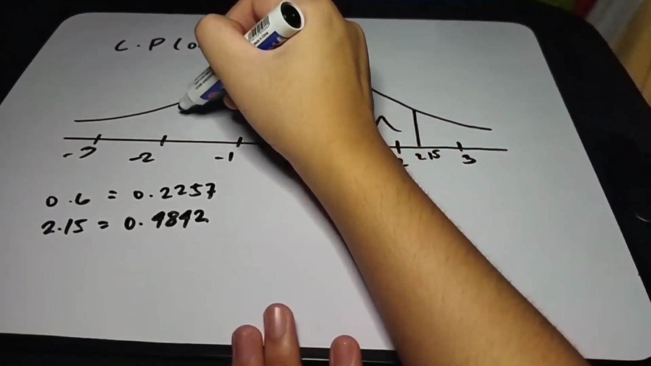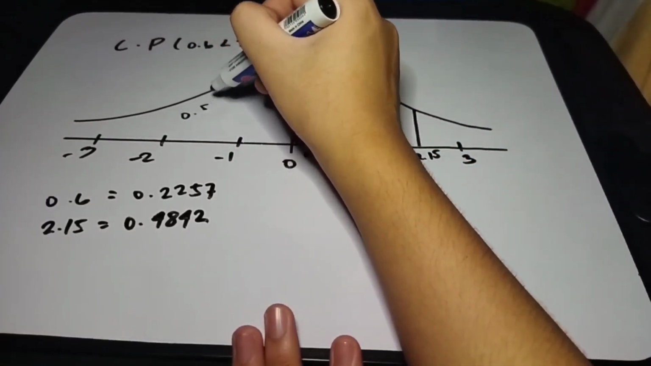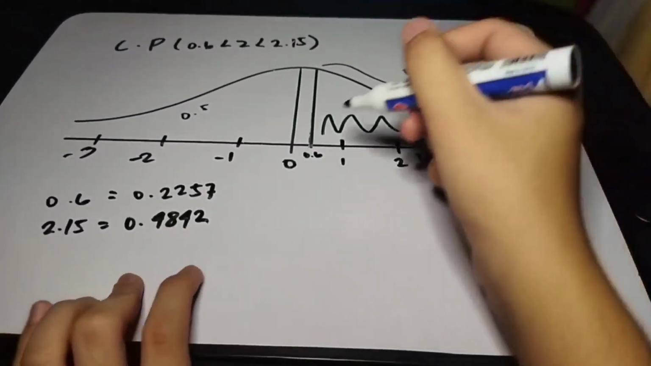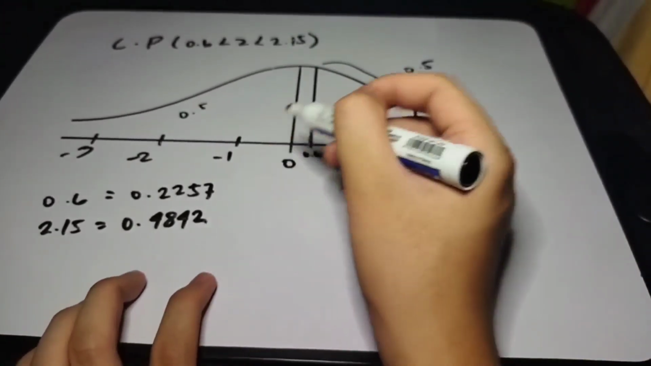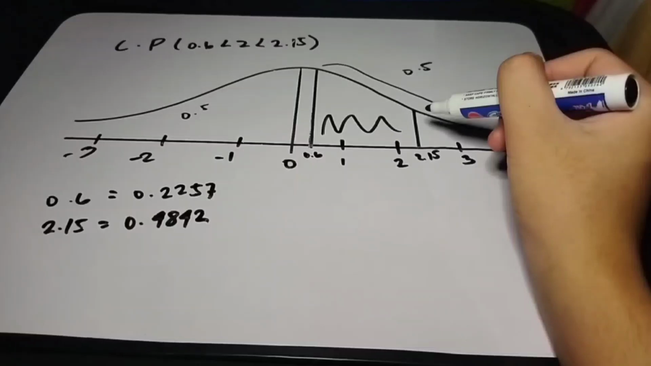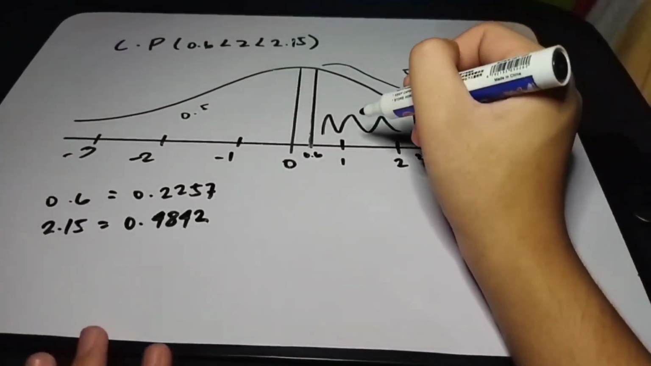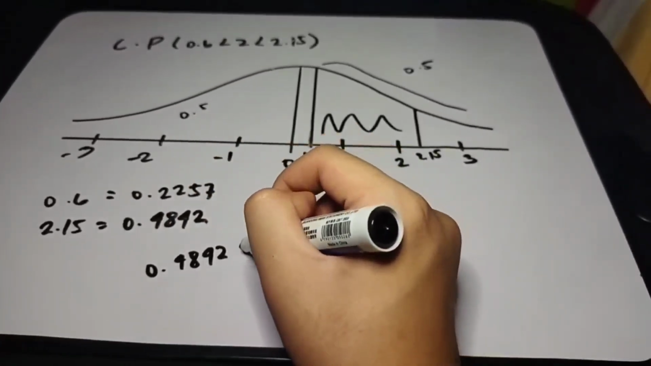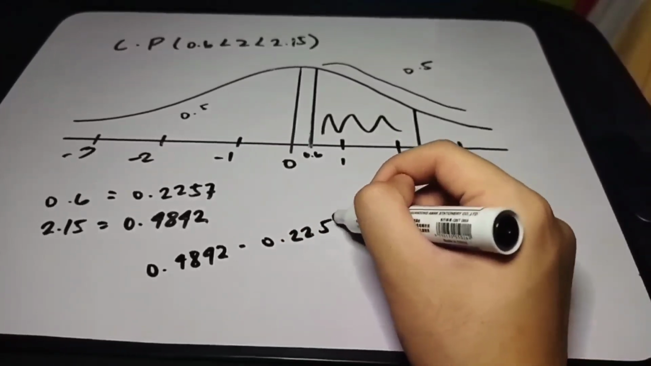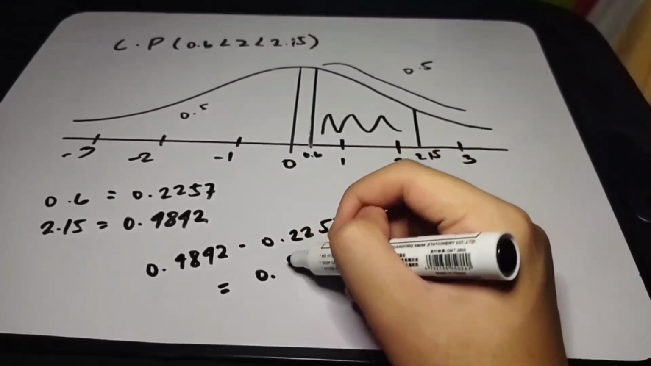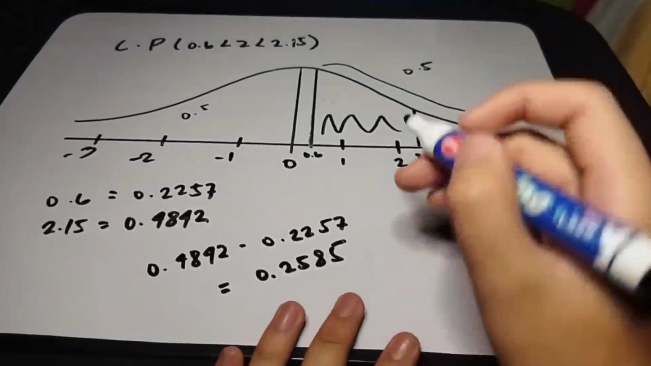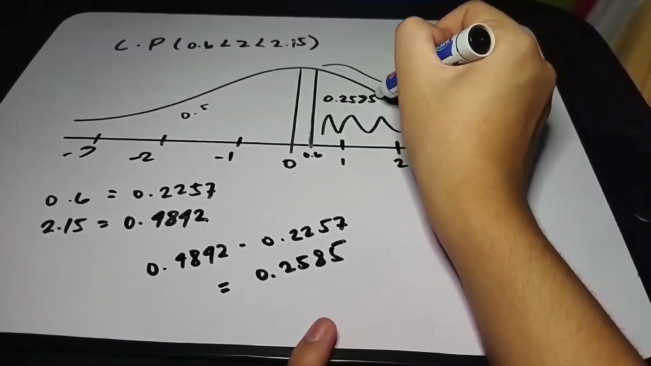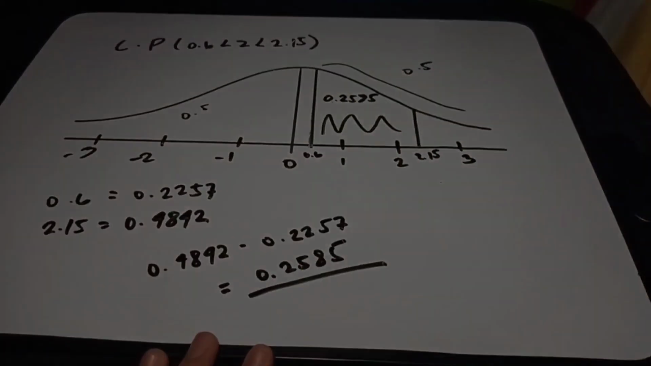Remember what I said earlier, it is symmetrical and each side has a value of 0.5, and this one is also 0.5. So, that means we have to subtract these two values in order to find the value of this area only. So, let us subtract them. 0.4842 minus 0.2257 gives us 0.2585. That means the area we are looking for is 0.2585. So, this is our answer.